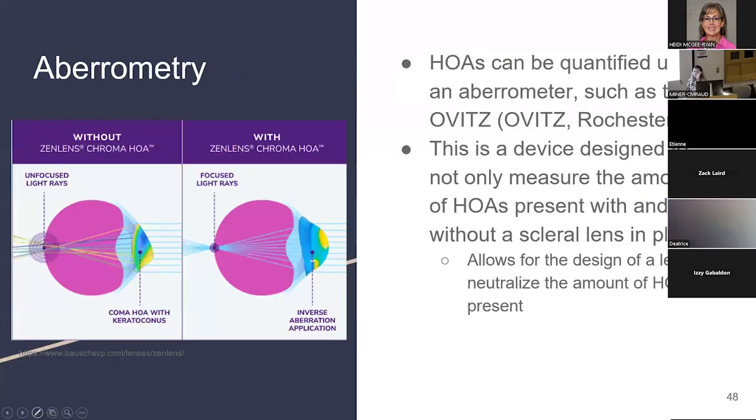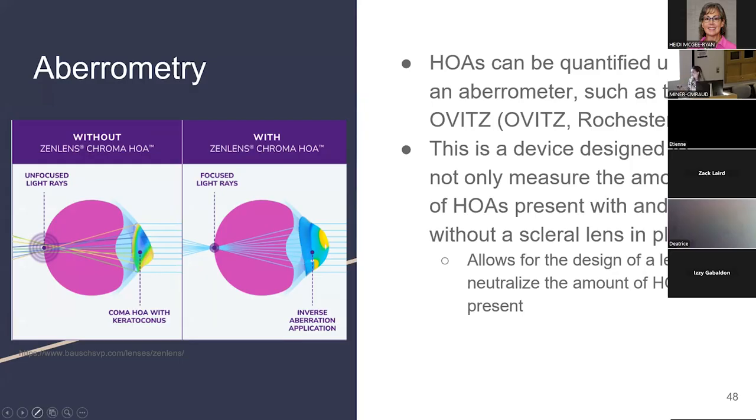There's a great way to quantify exactly how much higher order aberration the patient is experiencing, and that would be to utilize an aberrometer. The aberrometer that we have here at the hospital is called the OVIT. When we're utilizing that, it essentially will map out exactly how much and what kind of aberrations the patient is experiencing. The OVIT was actually developed here at the University of Rochester, and so it's very, very cool that we have that technology in-house as well.